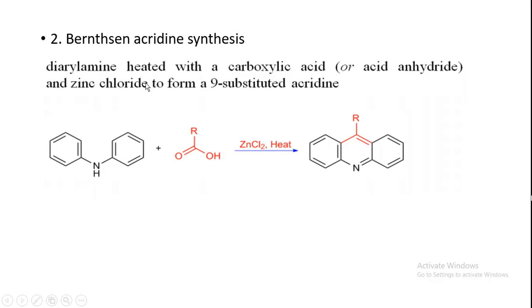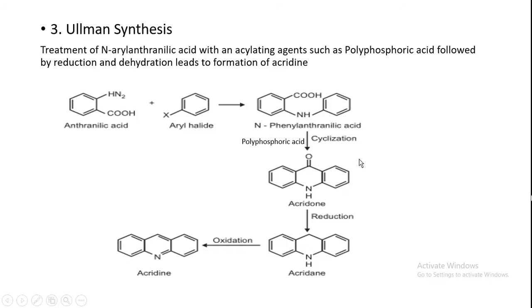Next one is Bernthsen acridine synthesis. So diarylamine, this is diarylamine, you heat with a carboxylic acid, this is carboxylic acid RCOOH, or you can use acid anhydride. Okay, with zinc chloride you heat it, so ultimately you will get acridine as a product.